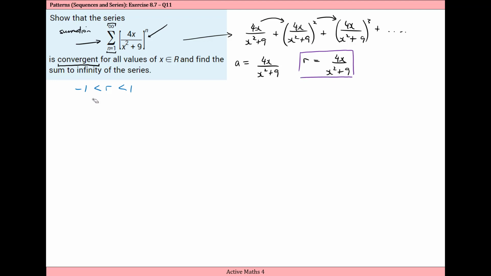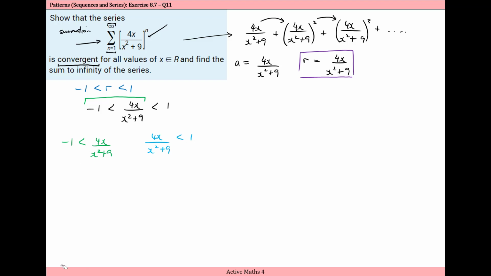Okay, so I'm going to take -1 less than R less than 1. I'm going to replace the R with 4x over x squared plus 9, our value of R for this series, and that's less than 1. I'm going to split this compound inequality into two sections. So I'm going to have -1 less than 4x over x squared plus 9. I'm going to show that this part of it is true. And I'm going to take the second part of it, 4x over x squared plus 9 is less than 1. And I'm going to show that that part of it is true.